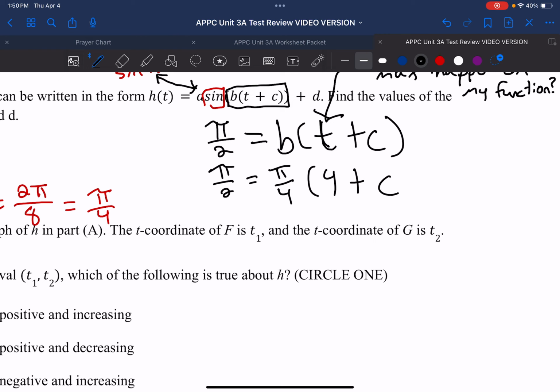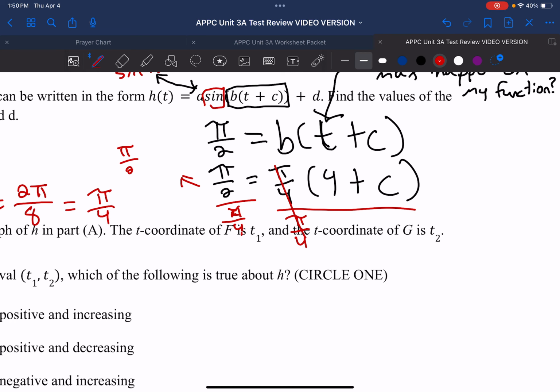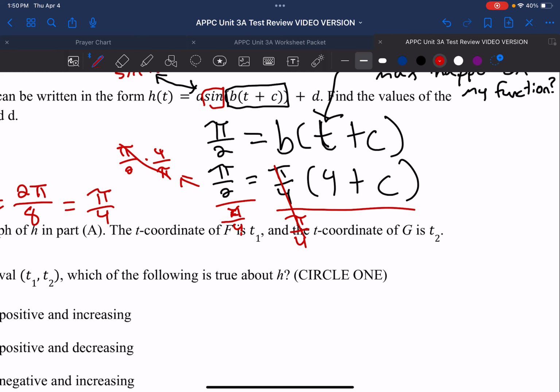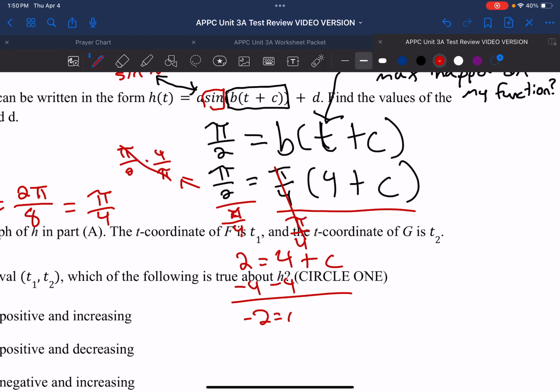So, if I go back over, my T value is 4 plus C. And then I just slowly get C by itself. So divide by pi over 4. Pi over 4. Keep change, flip this right here. Pi over 2 times 4 over pi. That gives me 2. So 2 equals 4 plus C. Minus 4, minus 4. And that gives me negative 2 equals C.